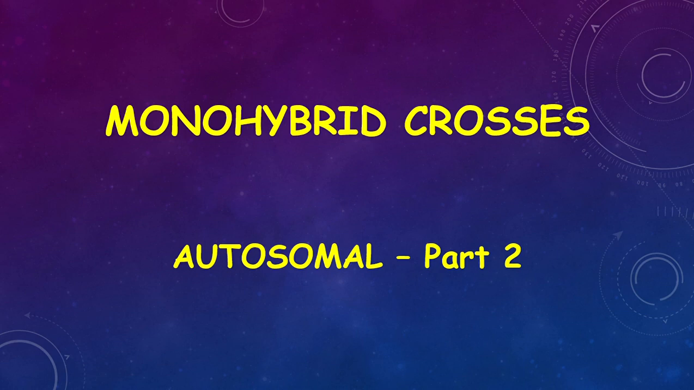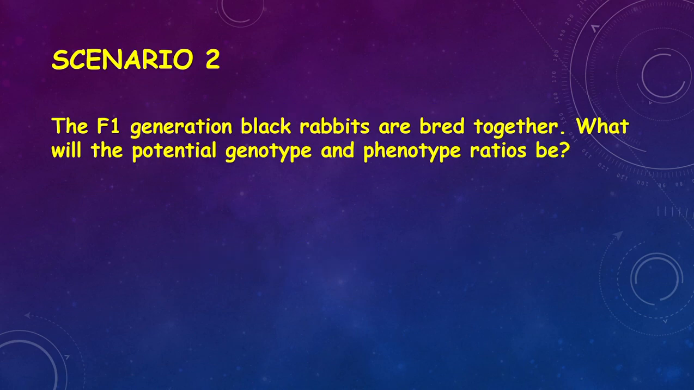So now in this video I'm going to change up the question slightly, and I'm going to give you the step-by-step process that you need to follow to answer a question that is Punnett square based, or monohybrid cross based. So I am now going to give you scenario 2. The filial 1 generation black rabbits, the heterozygous black rabbits in the previous question, were bred together. What will the potential genotype and phenotype ratios be?